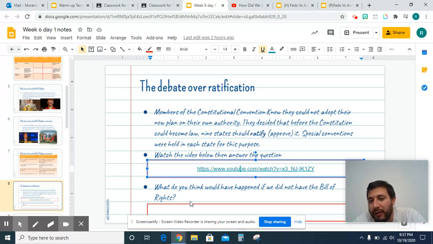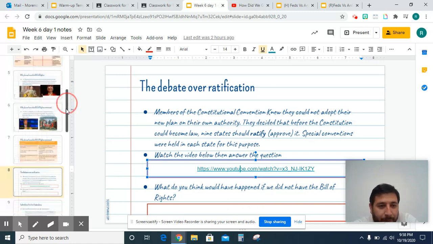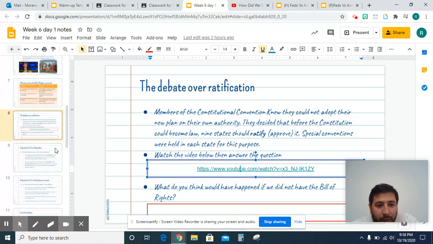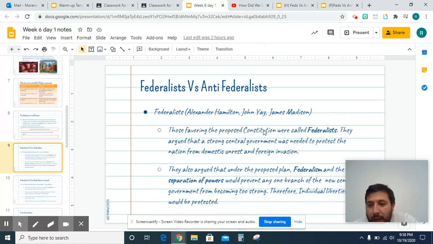You know how they said 19 and then they came down to 12 and then 10. Eventually, all the other rights became part of the amendments later on. Okay, so pause the video, write something here, and then we can continue to the next one. Once you've written, let me show you what these people were for and against.